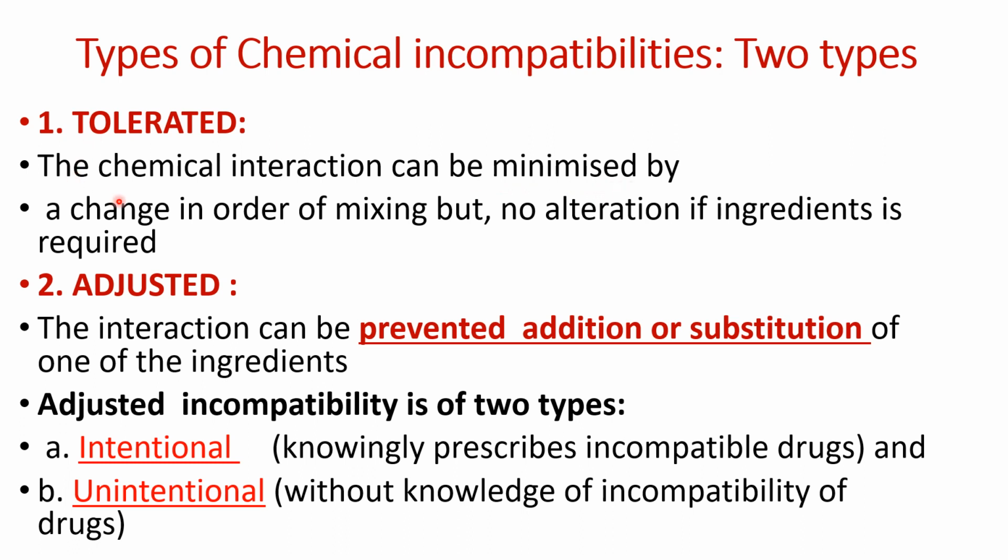Tolerated: the chemical interaction can be minimized by a change in order of mixing, but no alteration of ingredients is required. Number two, adjusted chemical incompatibility. The interaction here can be prevented. How can we prevent it? By addition or substitution of one of the ingredients. In the adjusted type, we will add or substitute one of the ingredients of that particular product. Now, adjusted incompatibilities are of two types: intentional and unintentional. Intentional means the prescriber knowingly prescribes drugs which are incompatible. Unintentional means that without the knowledge of the incompatibility of drugs, he is prescribing the medicines. That is what is called unintentional.